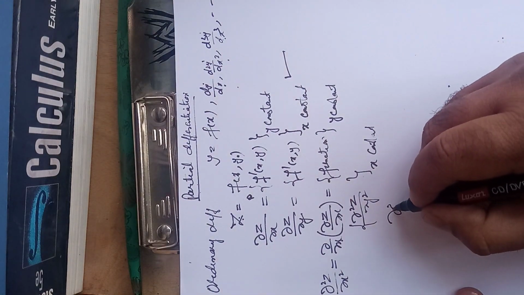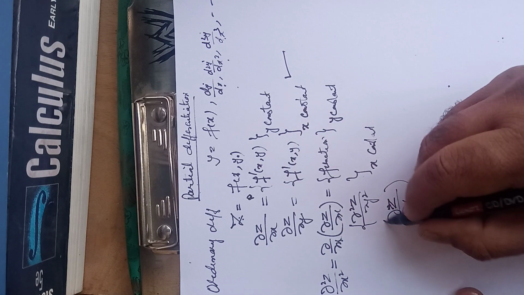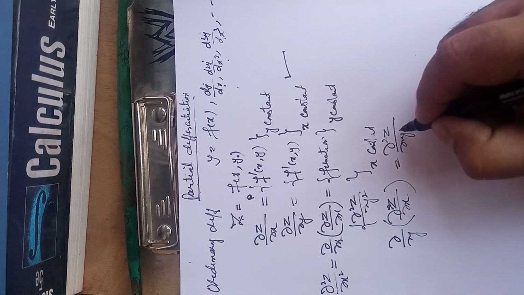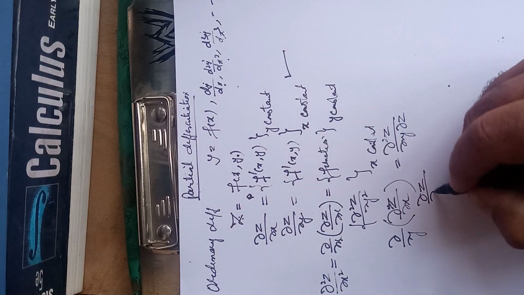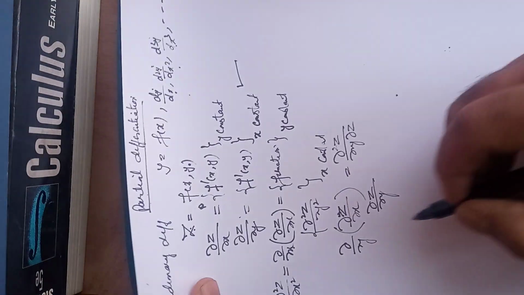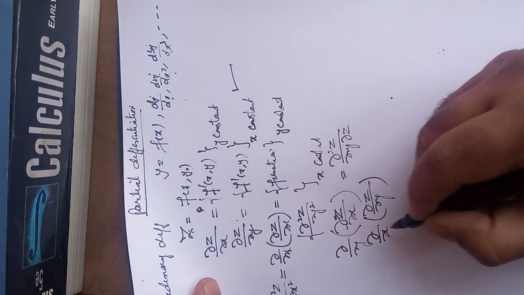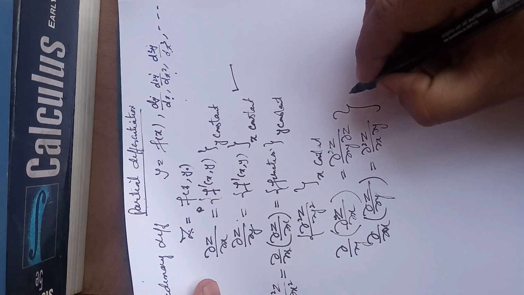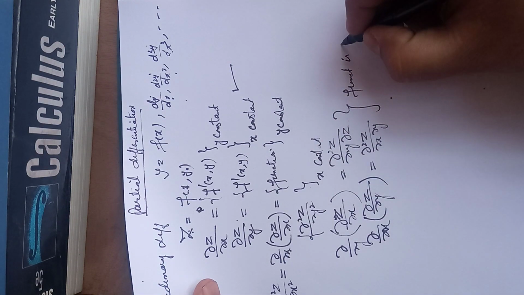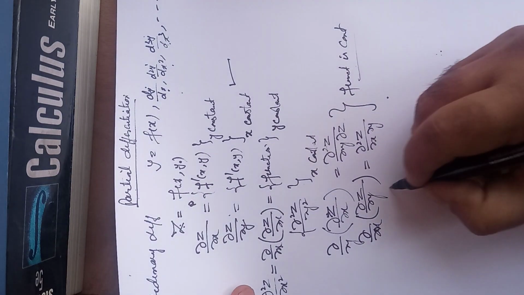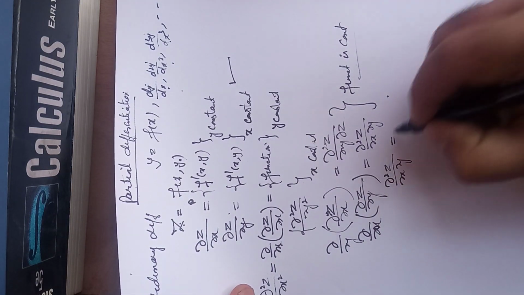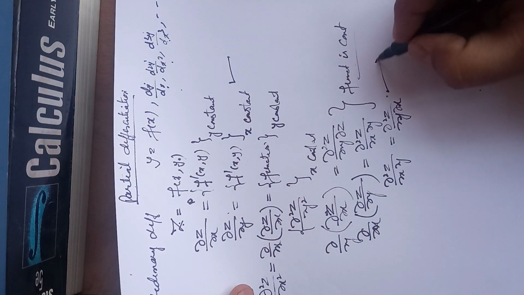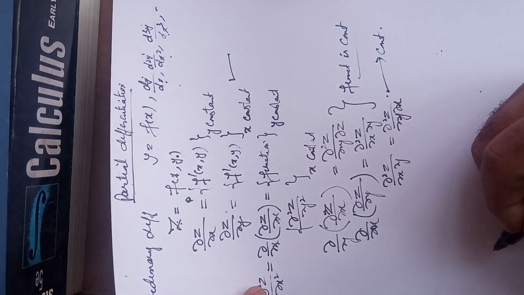Again, you have del z by del x. If you are differentiating this function with respect to y, then this is known as del 2z del y del x. And if you have already partial derivative with respect to y and you are differentiating with respect to x, then this is del 2z del x del y. These two are equal only when function is continuous. Otherwise, they are not equal. Means del 2z by del x del y is equal to del 2z by del y del x, but only when function is continuous. Otherwise, these are not equal.